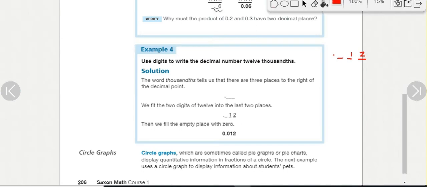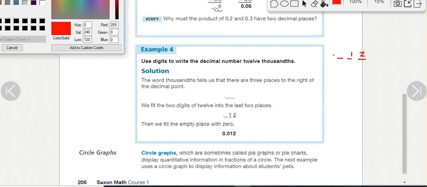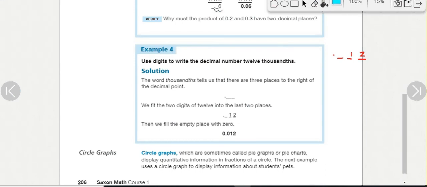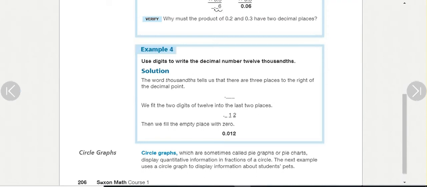Let me change my color. That's a true placeholder 0, isn't it? I need to put something here so that it's not like this, because this would be wrong. This is a placeholder 0. Hoping that makes some sense. All right.